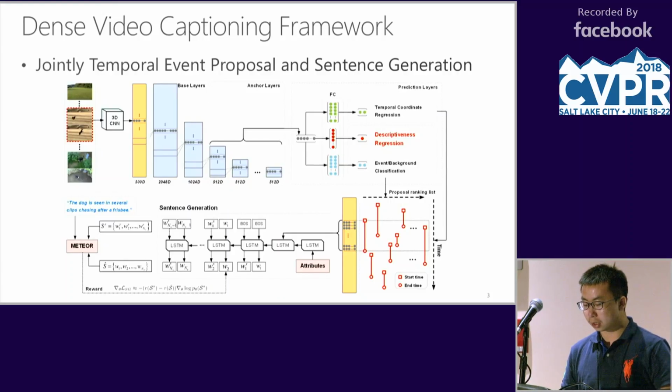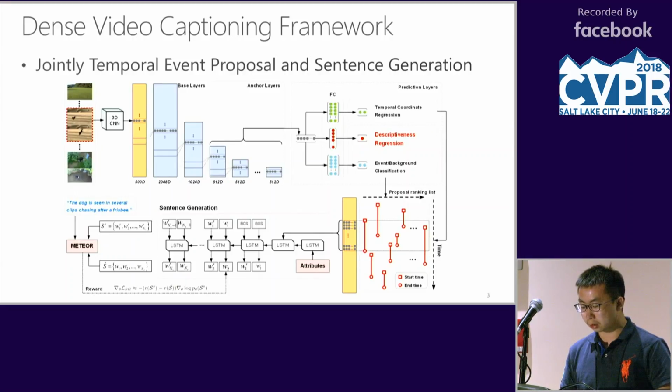Especially, the input video is first encoded into a series of clip-level visual features by 3D CNNs, which are fed into the temporal event proposal module to produce candidate proposals. The temporal event proposal module is built by integrating event-background classification to predict event proposals, temporal coordinate regression to refine the temporal boundary of each proposal, and descriptiveness regression to infer the descriptive complexity of each event into a single shot detection architecture.